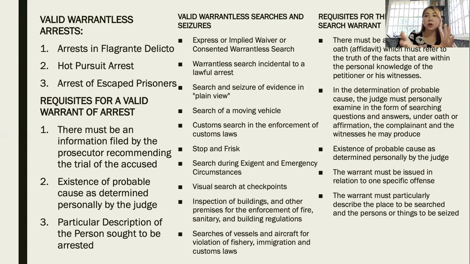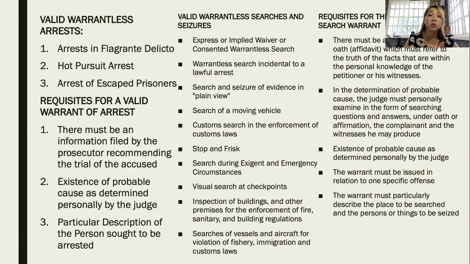So, yung sinabi ko nga tandaan natin kanina, yung search warrant. What is a search warrant? A search warrant is an order in writing issued in the name of the people of the Philippines and signed by a judge or a justice of peace and directed to a peace officer, commanding him to search for personal property and bring it before the court.